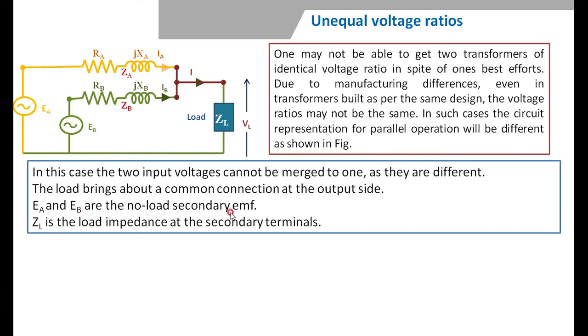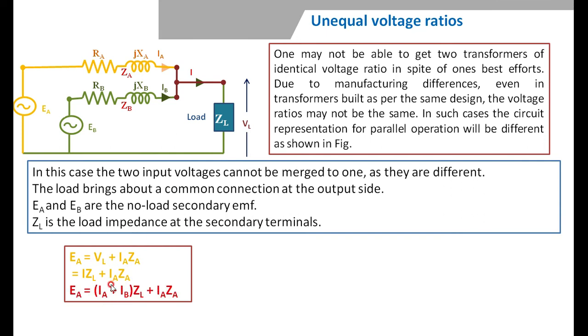EA and EB are the no load secondary EMFs. ZL is the load impedance at the secondary terminals. Then you have to interrelate the voltage relation between EA and VL and EB and VL. How exactly do we represent this? EA is nothing but the voltage across the load plus the voltage drop across transformer A, that is VL plus IAZA, that gives EA, where VL is nothing but I into ZL, because the load impedance is ZL. Therefore, VL can be replaced by I into ZL.